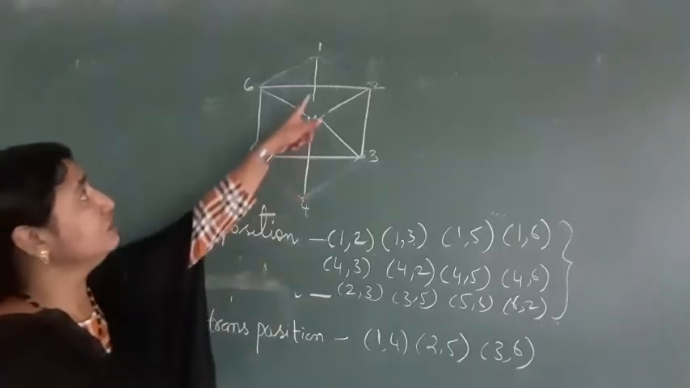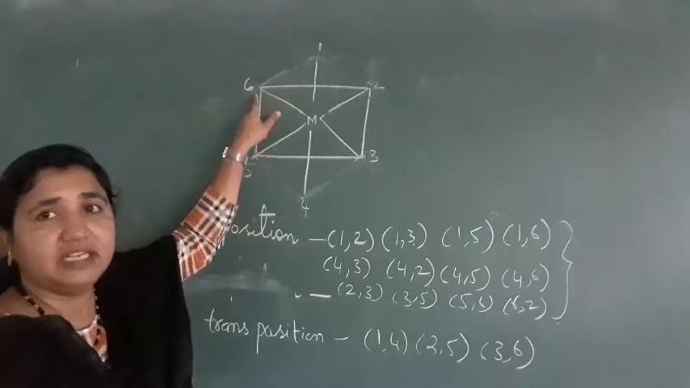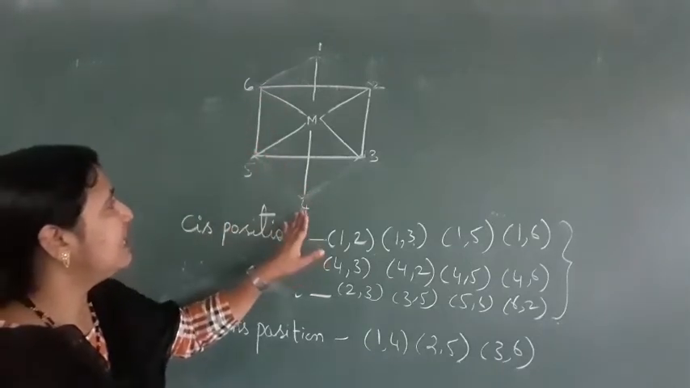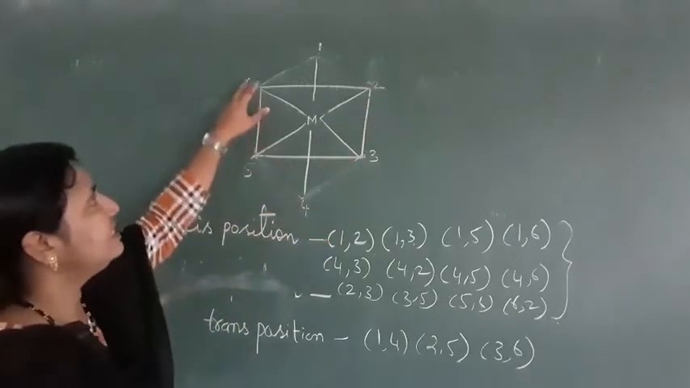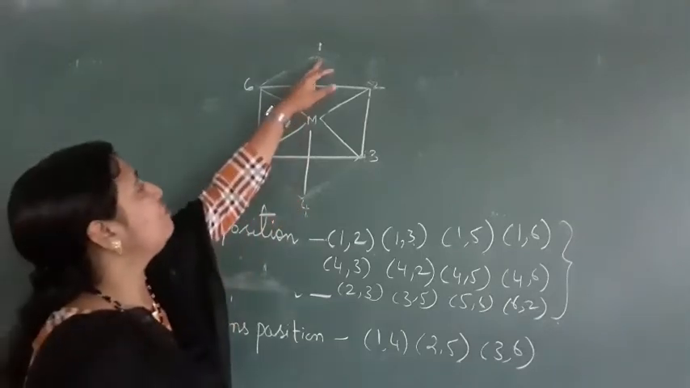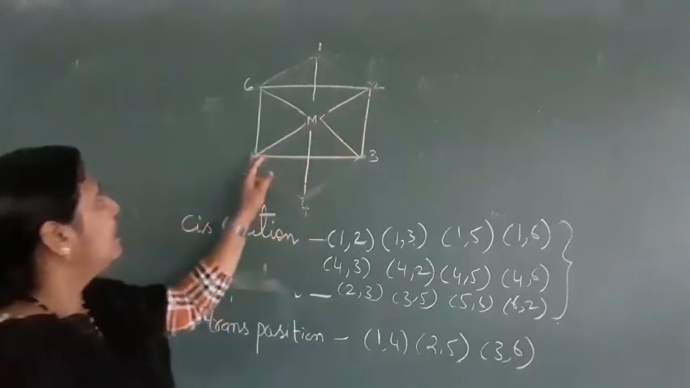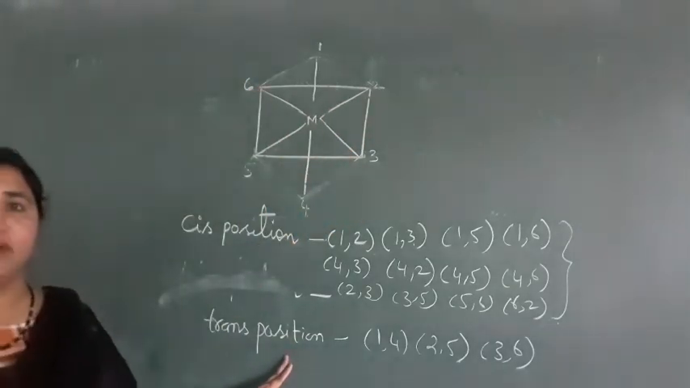Okay, so 1 and 2, 1 and 3, 1 and 5, 1 and 6 are at 90 degrees, and they will have cis position. Similarly 4 and 3, 4 and 2, 4 and 5, 4 and 6 are also at 90 degrees, they will have cis position. But 1 and 4, this diagonal, and 2 and 5, this diagonal, and 3 and 6, this diagonal, have got a trans position.